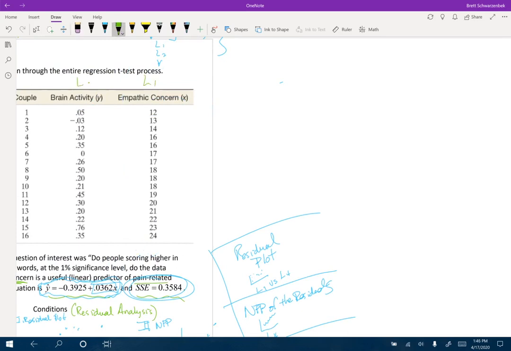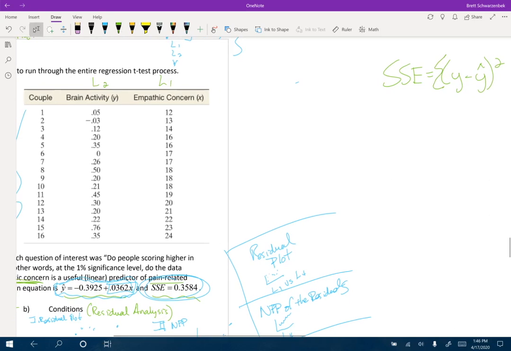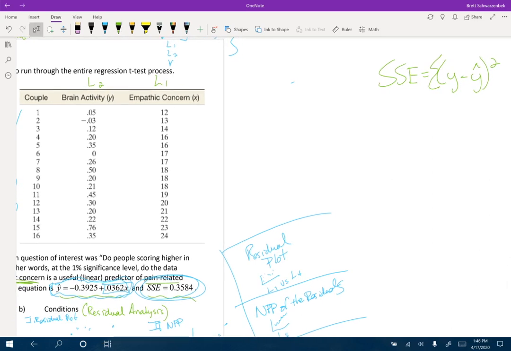So what if you were asked to find SSE from scratch? Well, the formula for SSE from scratch is the sum of y minus y hat squared. This is not that difficult of a calculation. How could you do this using tables? Very easily. We've done it before. We would have an L3, which essentially would be our y hat. That's just y1 of L1, right? We're just taking our x values and putting them into our equation. So we would have our y hats.